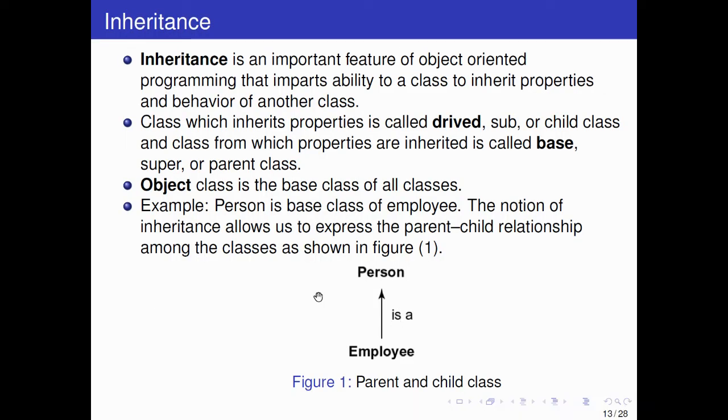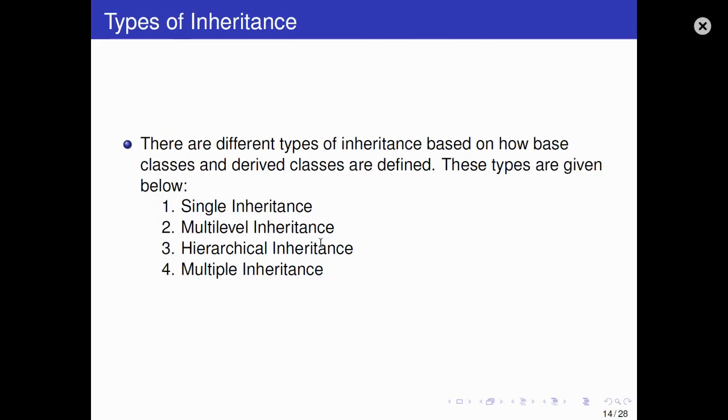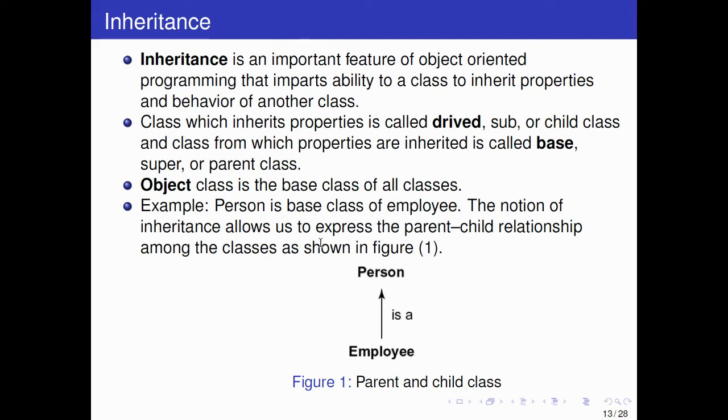So it was talking about employee and person. Employee is a derived class and person is a base class. So person is a base class of employee. That is an example of inheritance. We inherit the properties of the person class into the employee class.